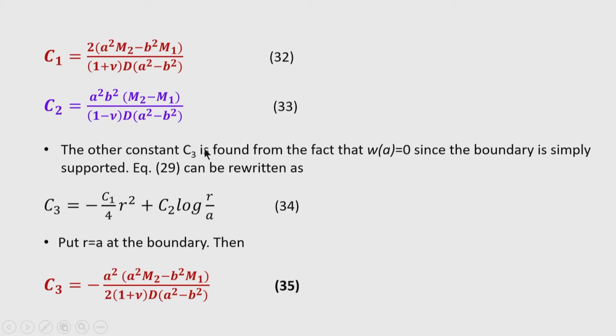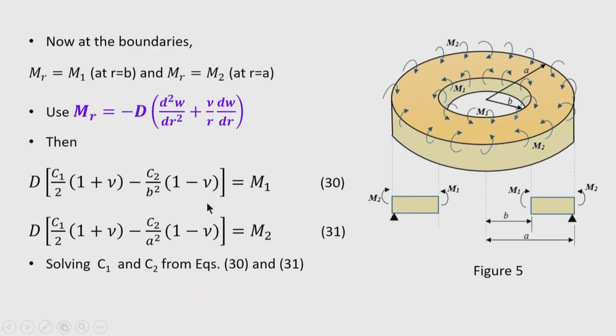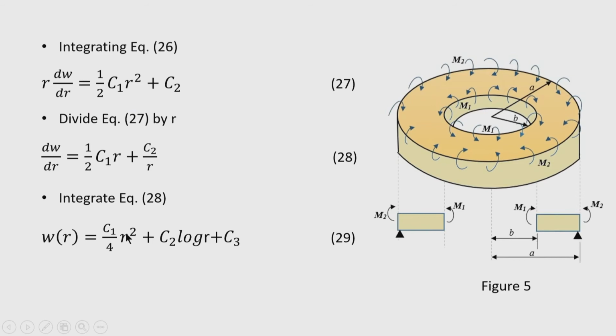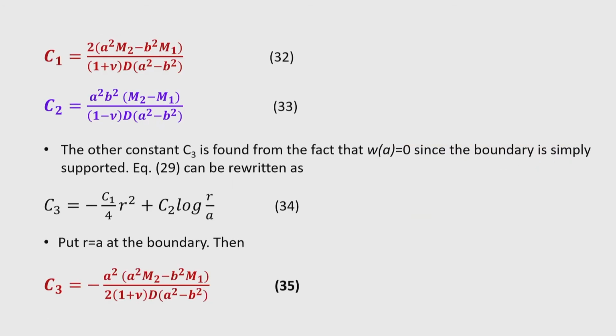The other constant C 3 is found from the fact that, in the simply supported condition, at the outer edge the plate is simply supported. So, at r equal to a, the deflection must be 0. Based on that we get another equation. Substituting r equal to a in this expression, we get C 1 by 4 a square plus C 2 log a plus C 3 equal to 0. So, this equation we get. Now, C 3 is equal to minus C 1 by 4 r square plus C 2 log r by a.